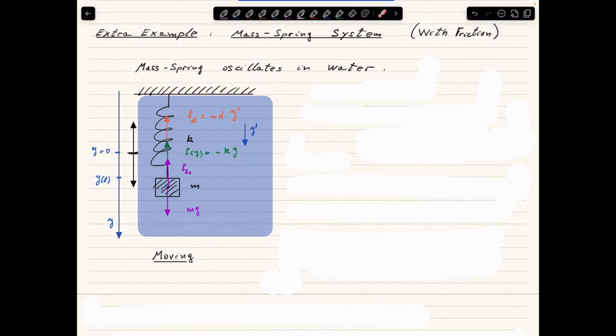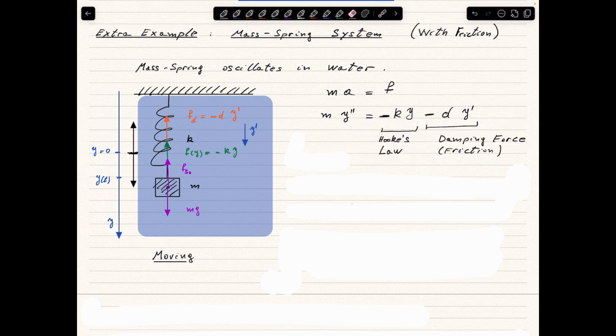So in this case, as before, we have Newton's equation of motion, mass times acceleration equals force, and this force is all the forces acting on the object, which in this case is the weight, and this force that cancels the weight, plus the spring force, the Hooke's law, and now we have a new force. So we have 4 forces. These 2 cancel out, and 2 more, and these are the 2, Hooke's law and the new force that is proportional to the velocity in the opposite direction. So Hooke's law and the damping force is called due to the friction of the object with the water.